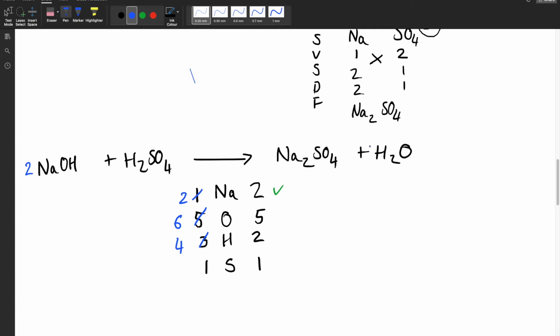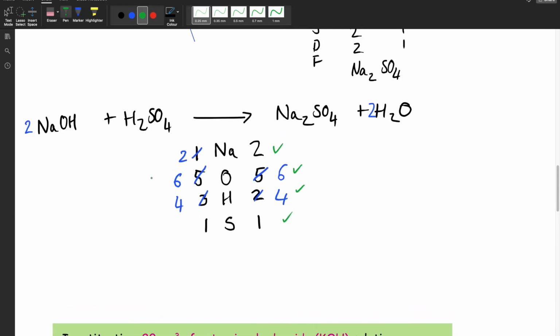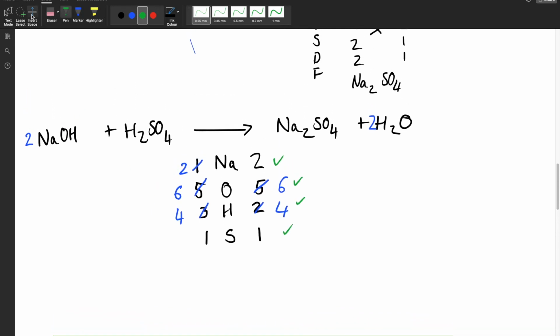Now if we put a 2 in front of the water there, that will change that to 1, 2, 3, 4, 5, 6 oxygens. It will also change the hydrogens though, so that will give us 4 hydrogens on that side, and it doesn't affect this sulfur, so we've still got 1 there, which means that solves our problems for us, and this is now completely balanced. So we've got ourselves a balanced equation now. That is step 1 complete.